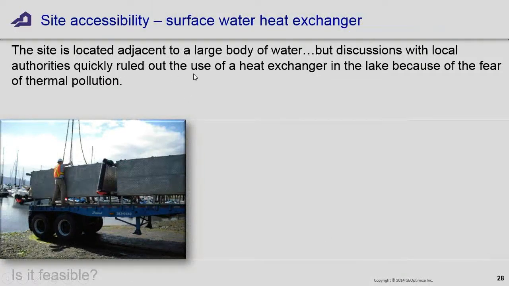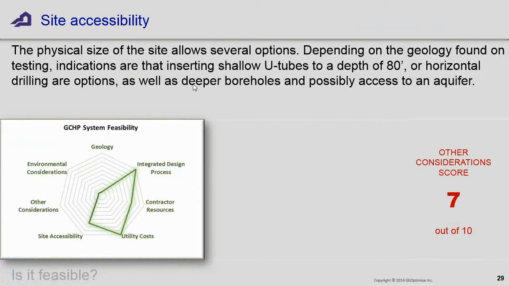If you happen to be near a body of water, you can certainly take advantage of that by putting in plate exchangers or building plastic pipe exchangers and putting them in the lake or the ocean. If you've got that kind of thing available, then there are different factors that you've got to look for regarding site accessibility. If the only option you have is drilling under the building, that would lower that score for site accessibility.